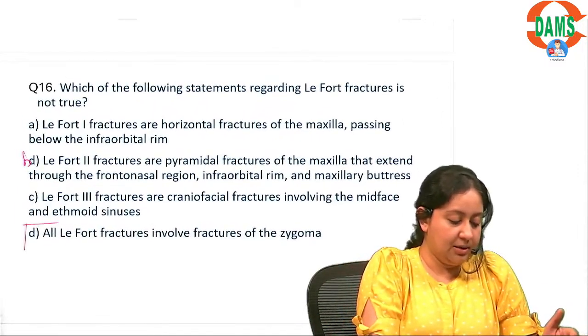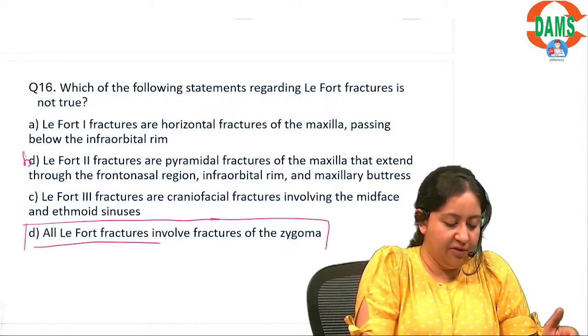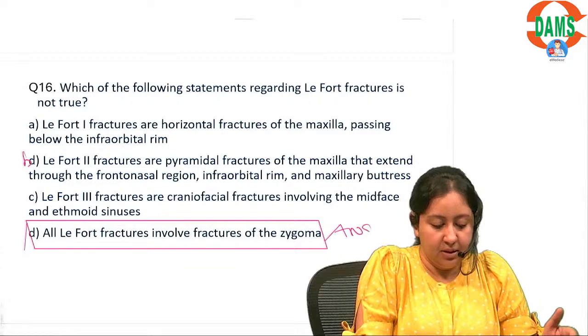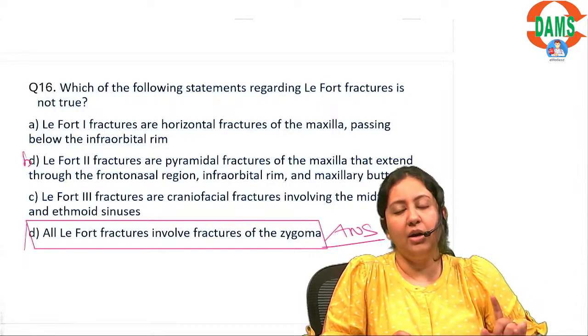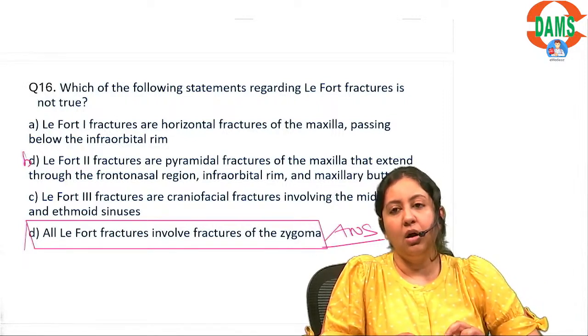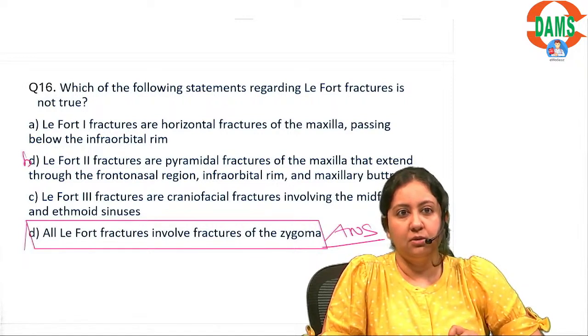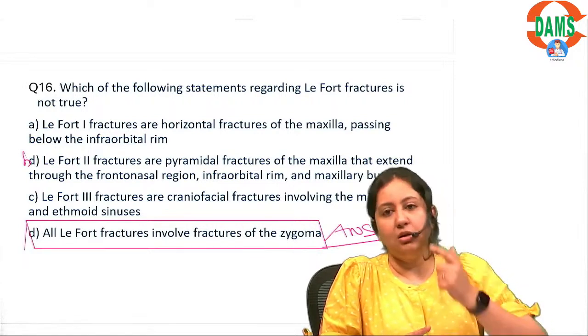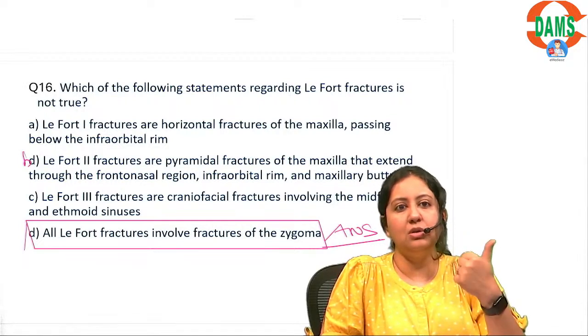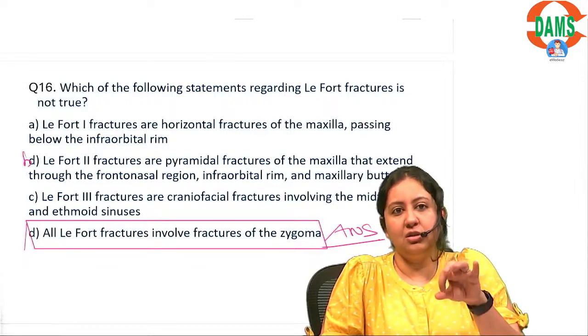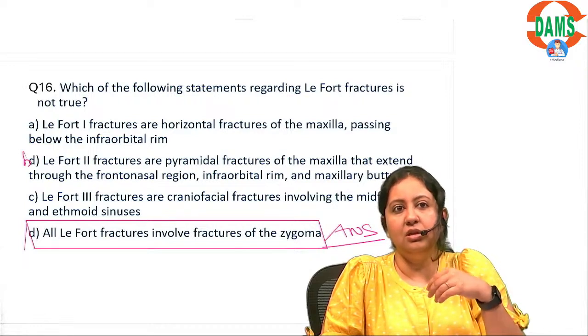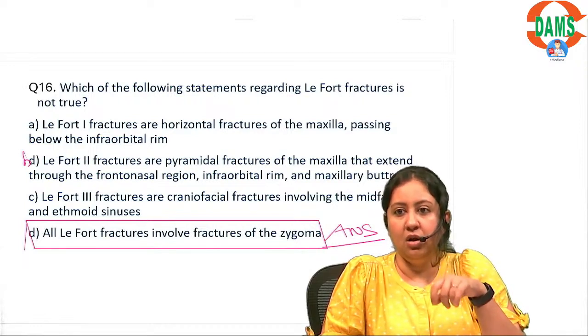So yes, the correct answer is all Le Fort fractures involve fractures of the zygoma. This is your correct answer, because Le Fort 1 and Le Fort 2 do not cause fracture of the zygomatic arch. Le Fort 2 will definitely pass through the zygoma bone, but it won't cause fracture of the zygomatic arch. And again, Le Fort 1 is a subzygomatic fracture, if you all remember. So the statement that all Le Fort fractures involve fracture of the zygoma is false. This is not true.